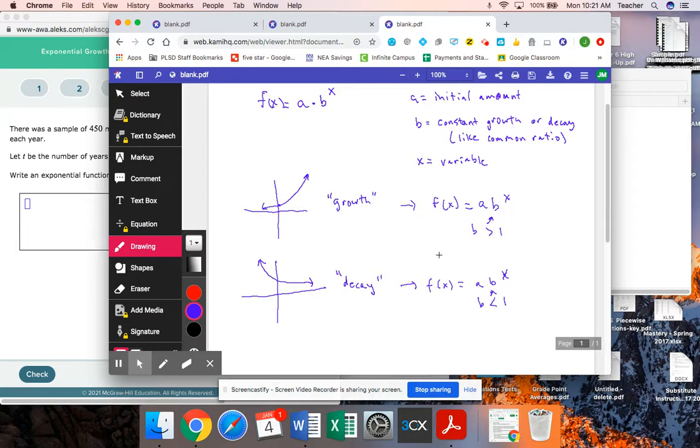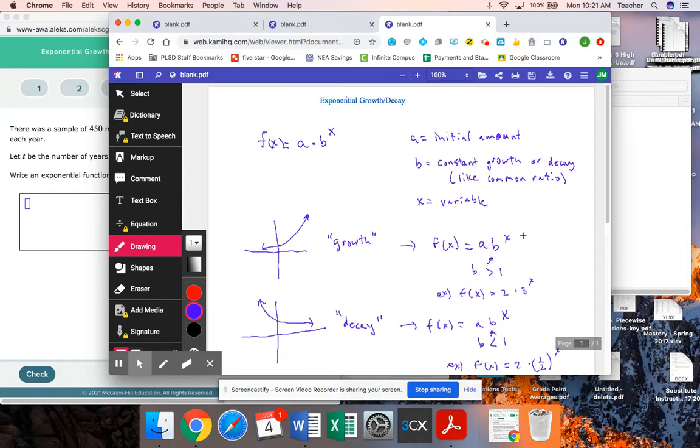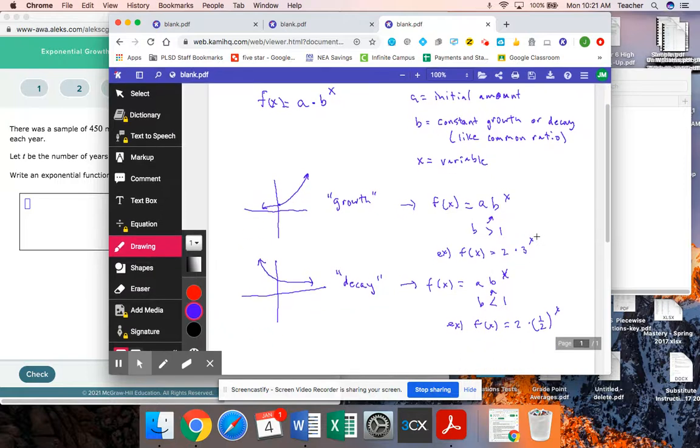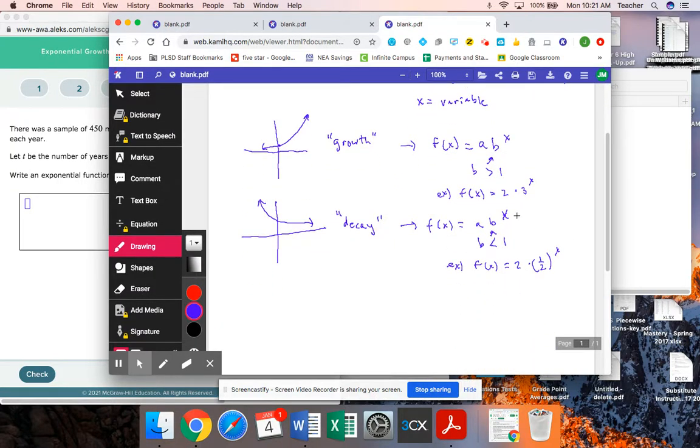If I gave you an example of this, I would say something like f of x is equal to 2 times 3 to the x. That is a growth because b is greater than 1. Here, my example would be f of x is equal to 2 times 1/2 to the x. All right, and we can do some examples of how we go about that, and we'll do that here. But I just wanted to show you the difference between growth and decay. So any kind of situation that shows that will be a situation that talks about exponential growth or exponential decay.